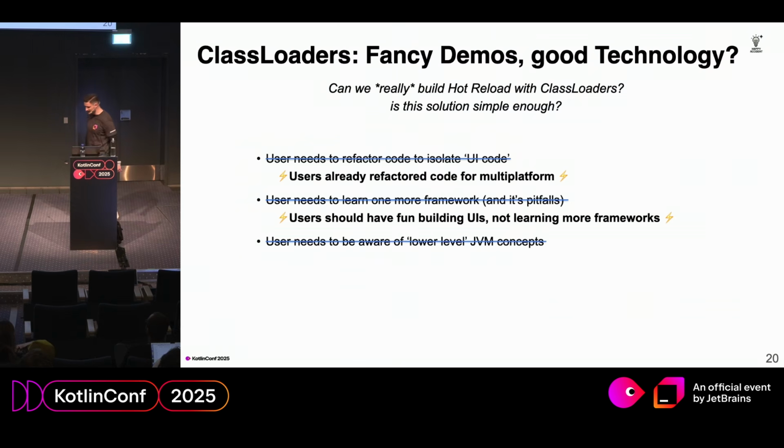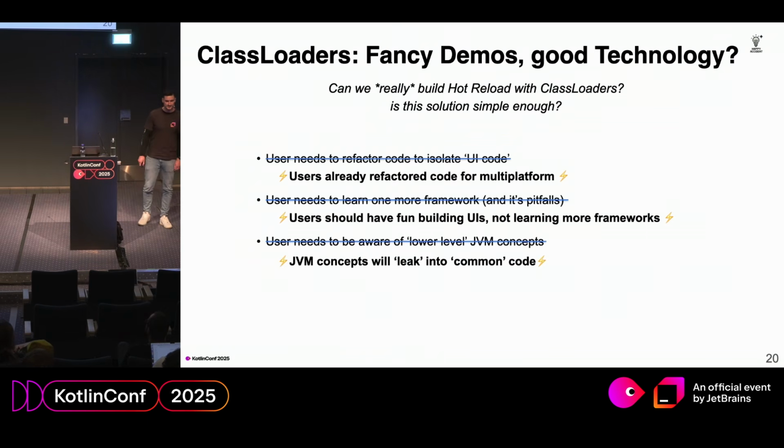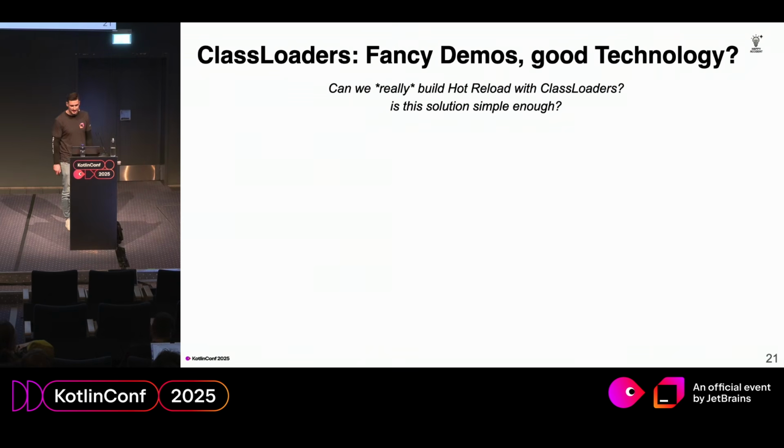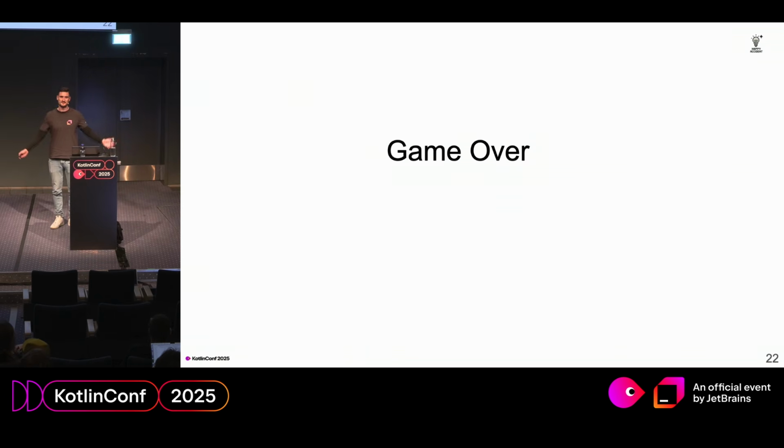And the last point is more like, it feels wrong. Maybe it would have been acceptable, but if we think about you having to think about lower level JVM concepts like class loaders, that would mean that you have to think about this in your common code where you write your UI. And now suddenly you write your common code and constantly have to think about how the JVM would behave if you write this code in a certain way. And that's kind of not ideal as well. So can we really build hot reload with class loaders? The answer is no, and that's kind of not good, because that effectively means game over, like the idea is done.